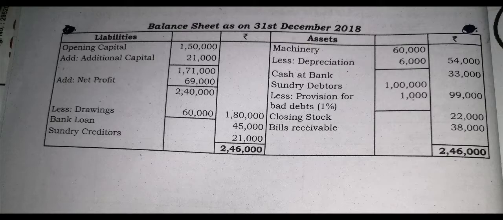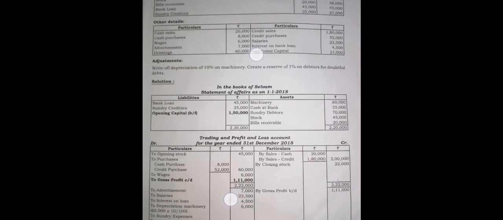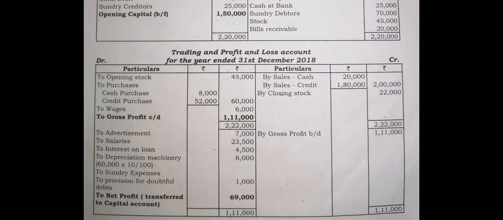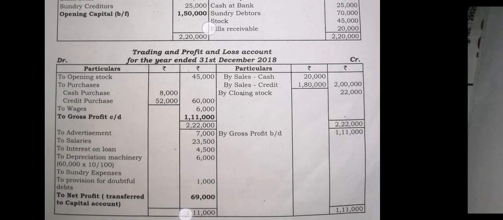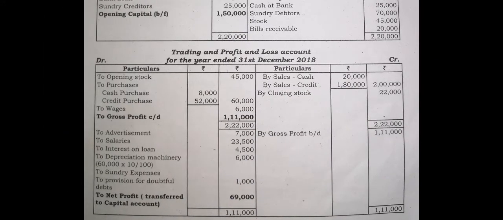Again, these two, don't forget: depreciation and provision for doubtful debts transfer to the P&L account debit side. See, depreciation 6,000 and provision for doubtful debts 1,000 are posted, ma. Then any other items? That's all, we posted every item. Now that's all. The balancing, nothing as usual.